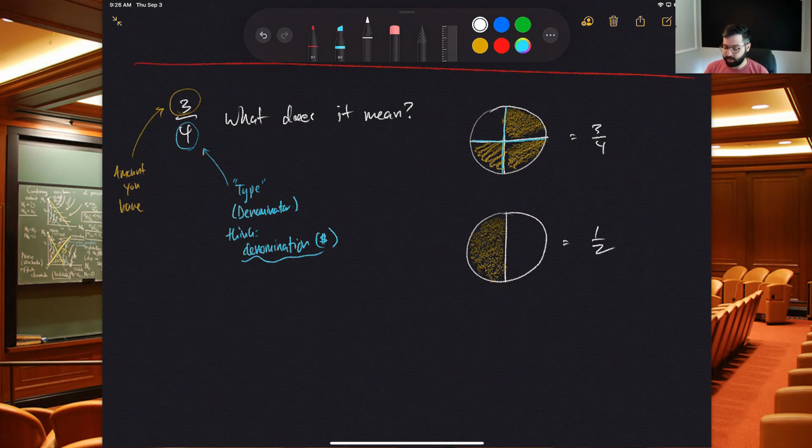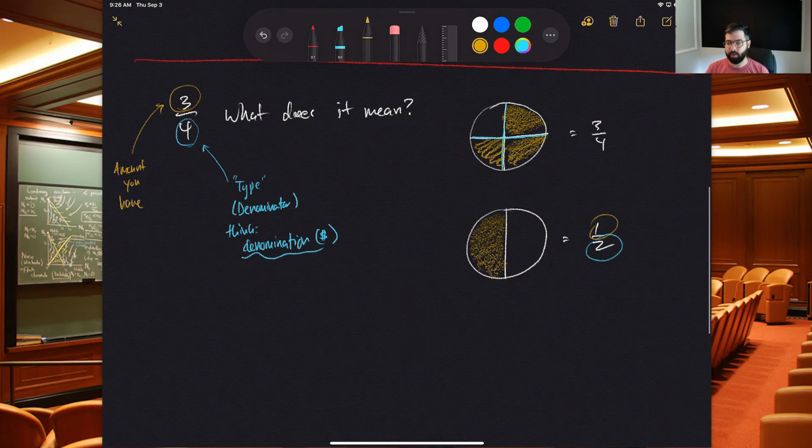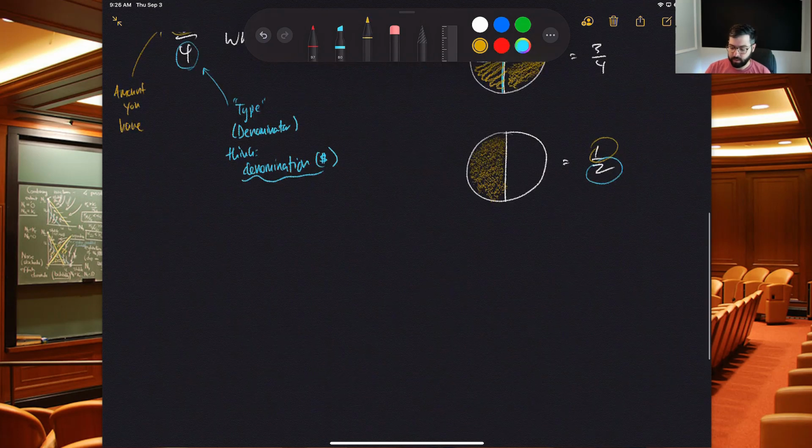This whole has been sliced up into the type of 2. It's been split in half, and I've only got 1 part. So here are some interesting questions to consider. What does 2/2 look like?